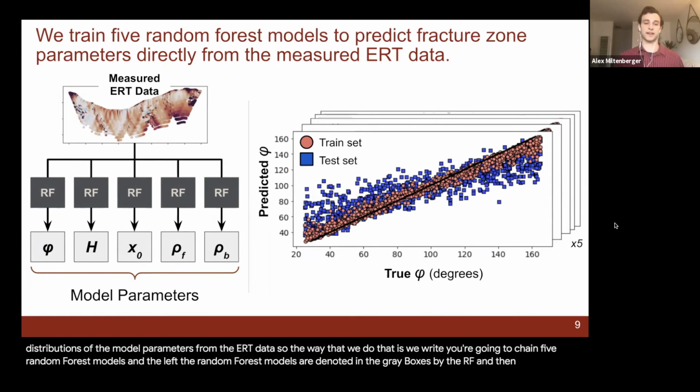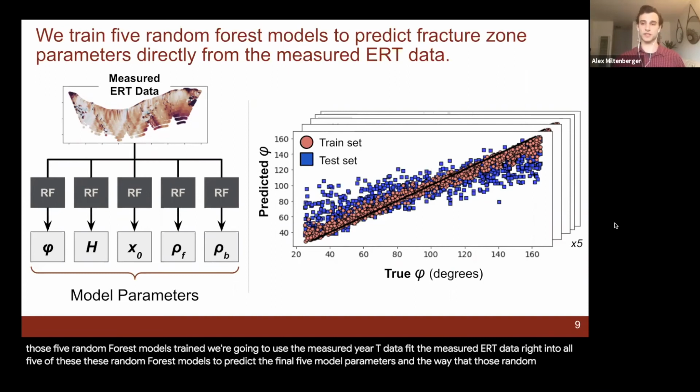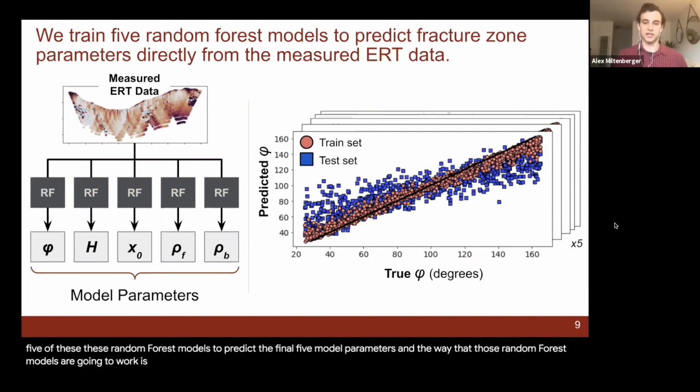And then once we have those 5 random forest models trained, we're going to fit the measured ERT data into all 5 of these random forest models to predict the 5 model parameters. And the way that those random forest models are going to work is based on these prediction plots, which are what you see on the right-hand side of this slide.